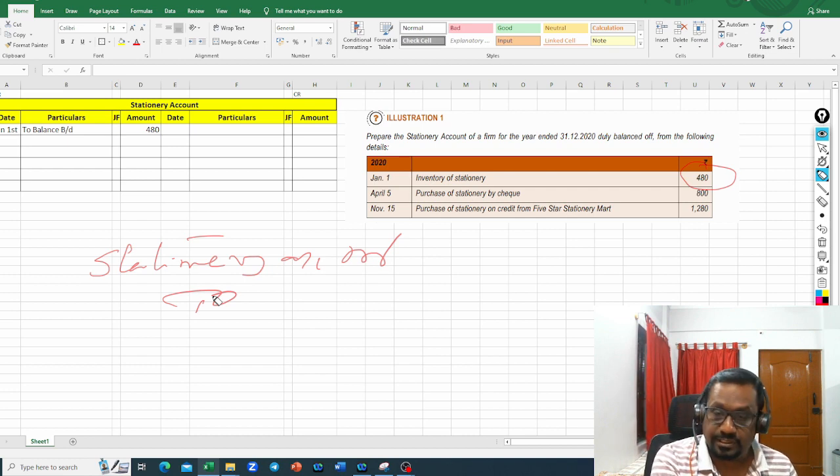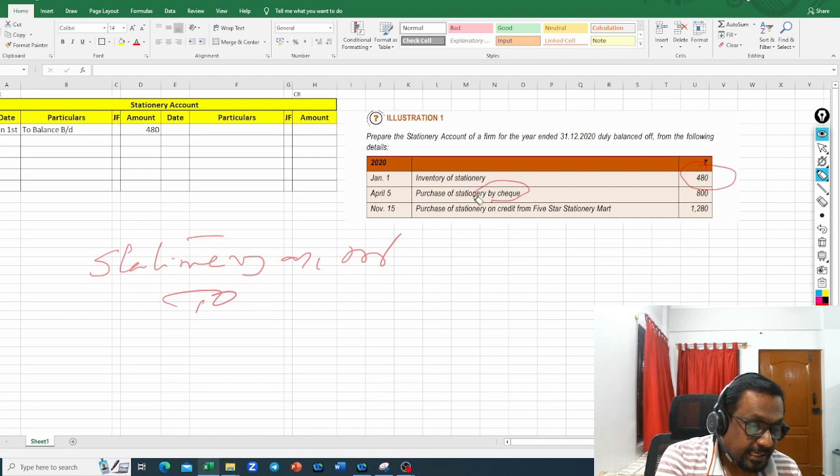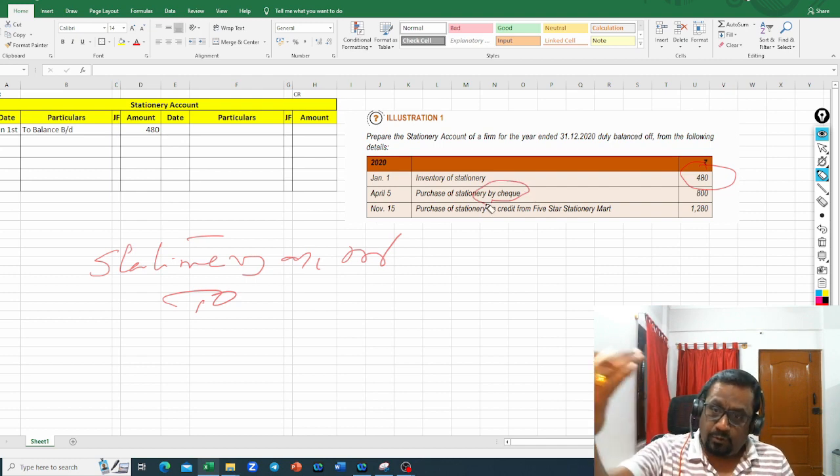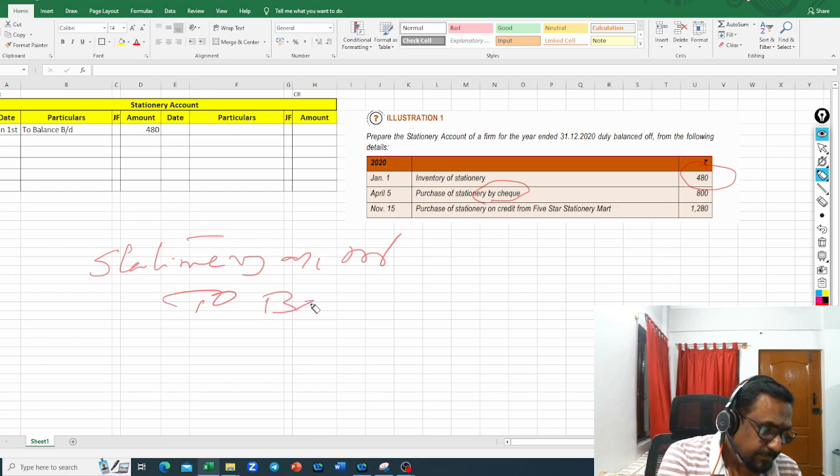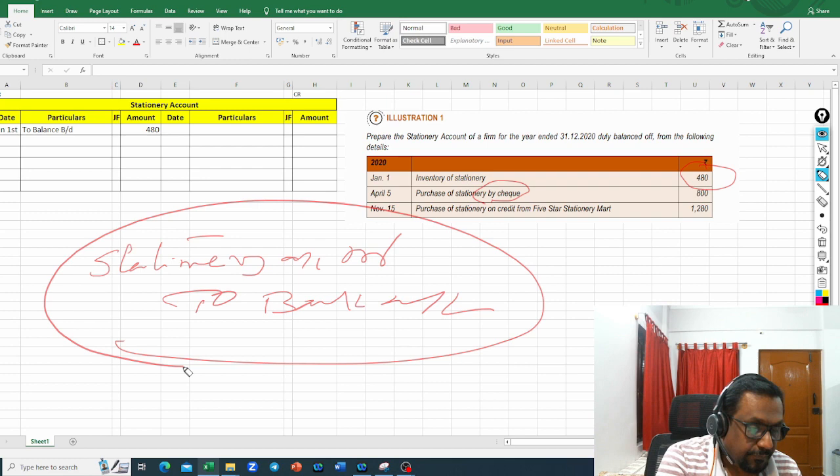Hence, stationery account is debited, and it is paid by check. Since it is paid by check, amount would have been paid by the banker. So the giver is banker. Banker comes under personal account. Debit the receiver, credit the giver. Banker is the giver. So to bank account. This is the entry you are supposed to post for 800 rupees.